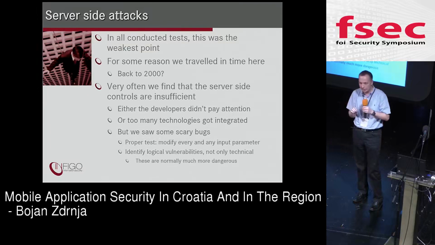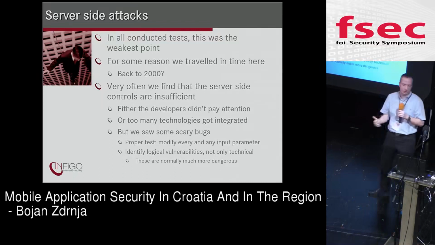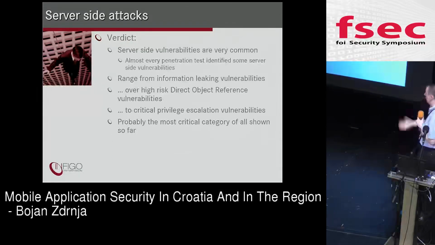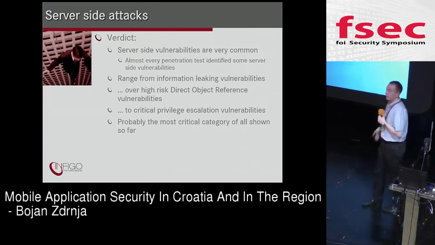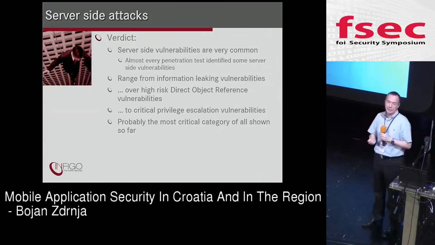No one can change anything. No one can change my parameters. I can trust everything that comes from the mobile device, and then they just leave their system wide open. We saw all sorts of scary bugs here. And I mean really, really scary. They range from silly information leaking vulnerabilities, nothing very bad, to high-risk direct object reference vulnerabilities. Sure, I have a window where I can download my statements list from my bank. I change the number, I get someone else's statement list from the bank. That's pretty bad. But the developer doesn't know how you can change it.